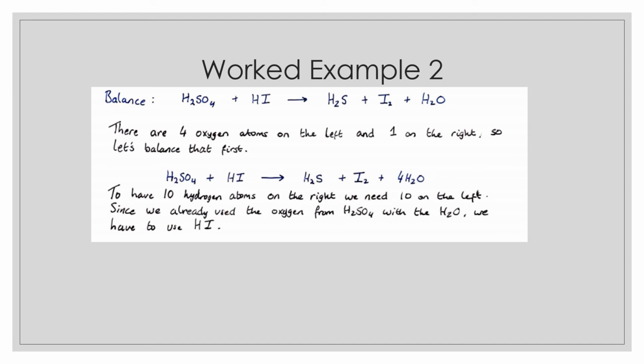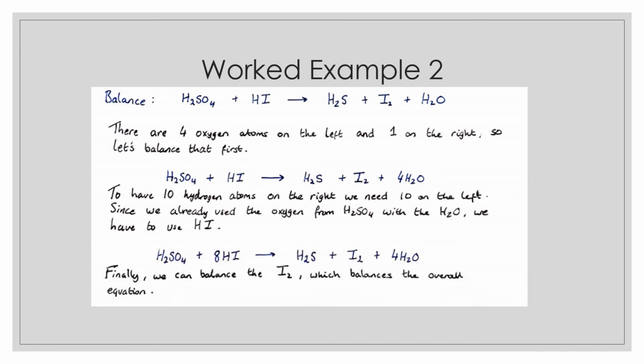We used the oxygen from the H2SO4 in the previous step, so we can't change that without unbalancing the whole equation. So let's use hydrogen iodide. We have 10 hydrogen on the right and 3 on the left, so by putting an 8 in front of the hydrogen iodide, we then have 10 hydrogen on the left. This balances the hydrogen. All that's left is the iodine atoms. We have 8 on the left and 2 on the right, so putting a 4 in front of I2, we can balance the iodine as well.